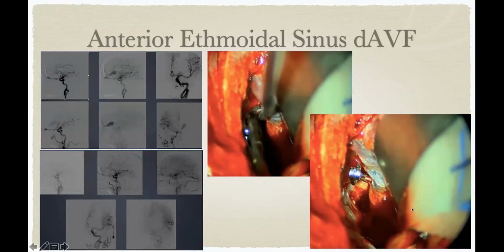And then after occluding this arterialized vein with a clip, you can see the whole dilated venous system has collapsed. So this is the ethmoidal sinus dural AVF fistula, which has to be coagulated and cut. First we have to apply a clip, then we coagulate this segment and cut it.